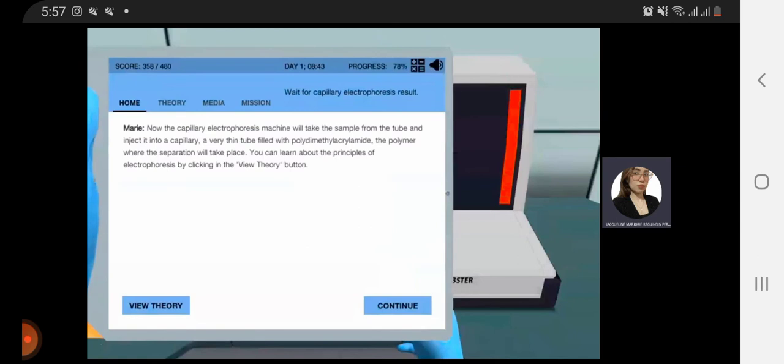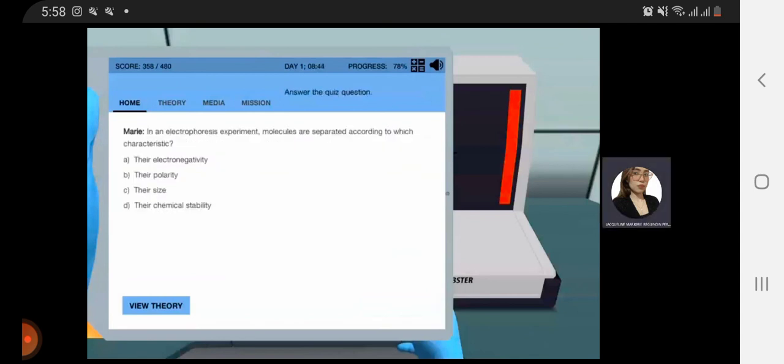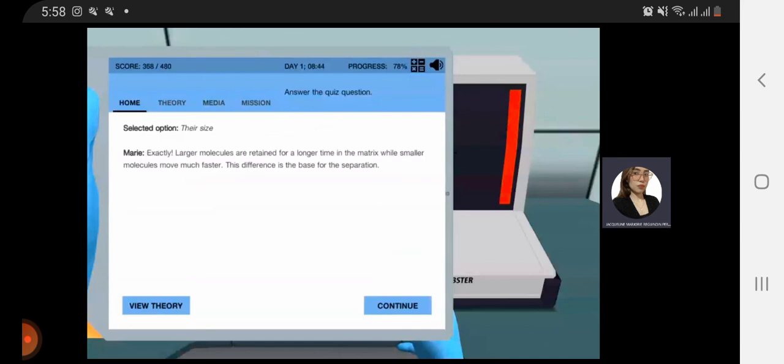Now the capillary electrophoresis machine will take the sample from the tube and inject it into a capillary, a very thin tube filled with polydimethylacrylamide, the polymer where the separation will take place. You can learn about the principles of electrophoresis by clicking in the View Theory button. In an electrophoresis experiment, molecules are separated according to which characteristic? Exactly. Larger molecules are retained for a longer time in the matrix while smaller molecules move much faster. This difference is the base for the separation.